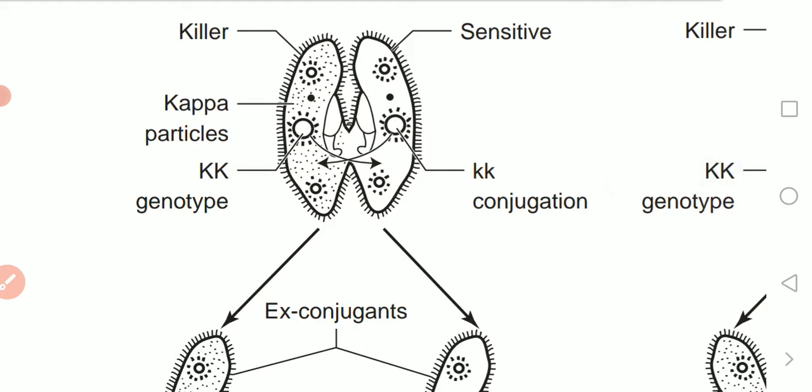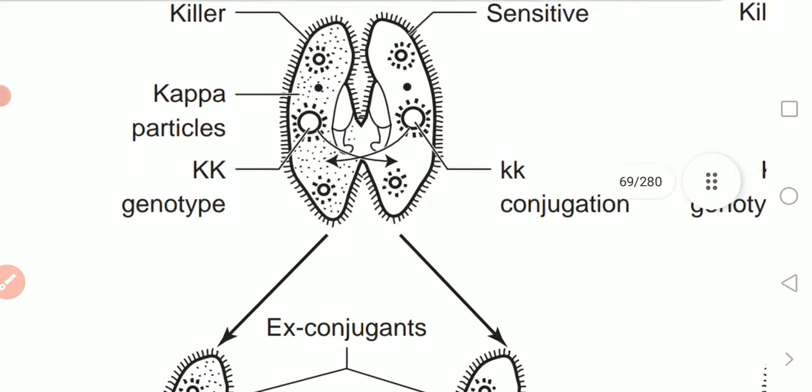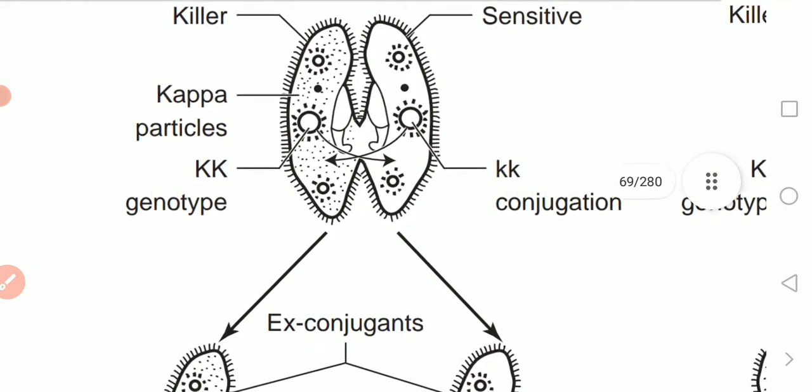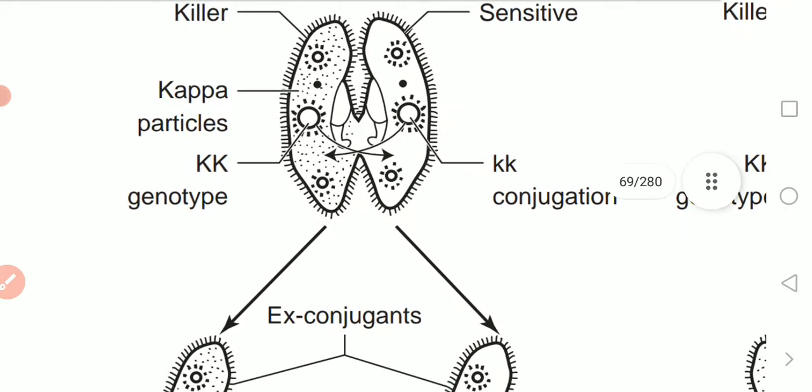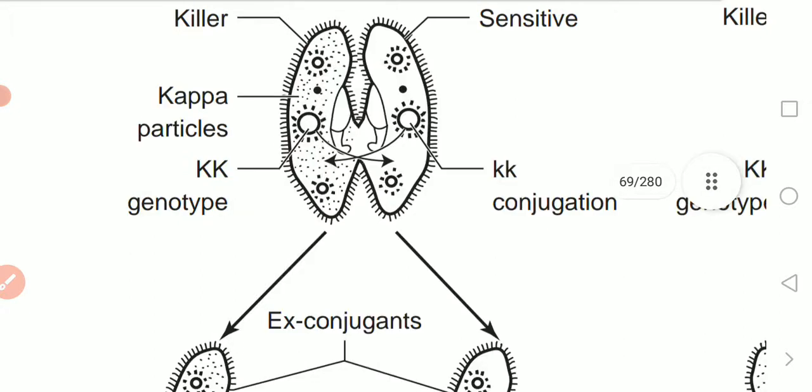But this cannot be seen outside the body. It can be seen only inside the body. If the conjugation lasts only for a short period of time, there is no exchange of cytoplasm between the two Paramecia, resulting in both killers, capital K, and sensitives, small k. However, prolonged conjugation permits mixing of the cytoplasm of both conjugants, resulting in killers only.